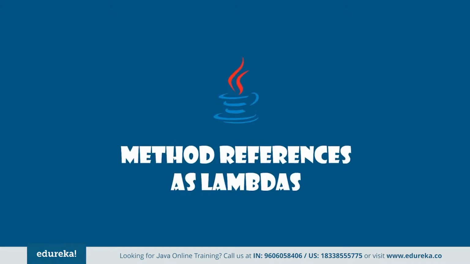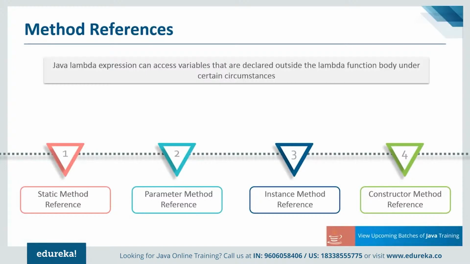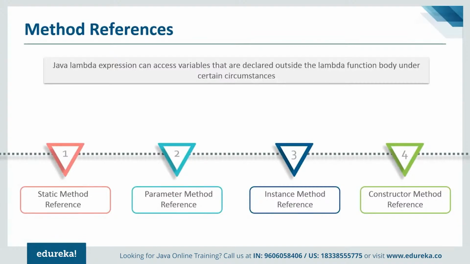So this becomes more compact, and you can say it is an easier form of lambda expression. Typically, when we are talking about method references, there can be a reference to a static method. We can have a reference to a parameter method. So what does it mean? We can have methods with parameters. We can have a reference to an instance method, that's like the method for the object, and we can even have a reference to a constructor.